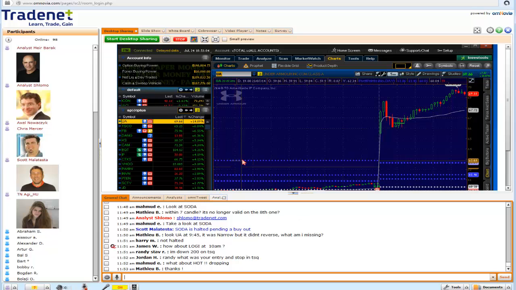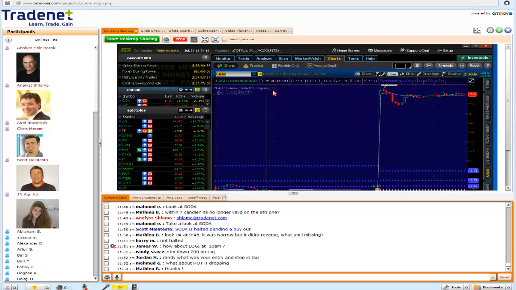All right, James is asking, how about Logi at 10 a.m.? Let's go to Logi. All right, great, this is a great example. As you can see, this is the wide range bar, WRB, the first 5 minute candle at the start of the day. By the way, Logi delivered its earnings earlier this morning, and this is why we can see this stock going up 15%. The next bar, the second bar, is a narrow range bar. And again, I don't want to use this narrow range bar to initiate any short position because this is against a sharp up momentum, all right? But if I'm in a trade, I can use it as an exit point.